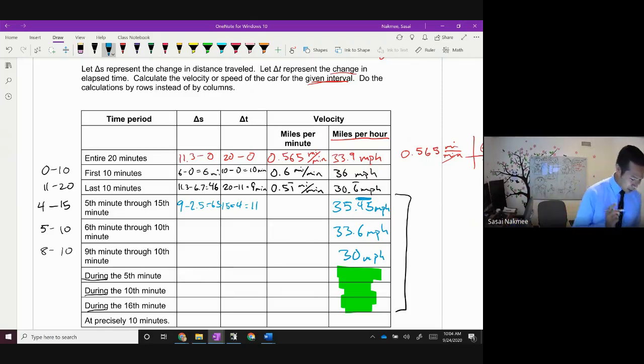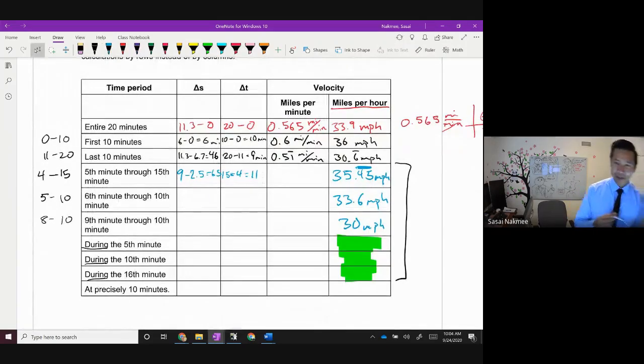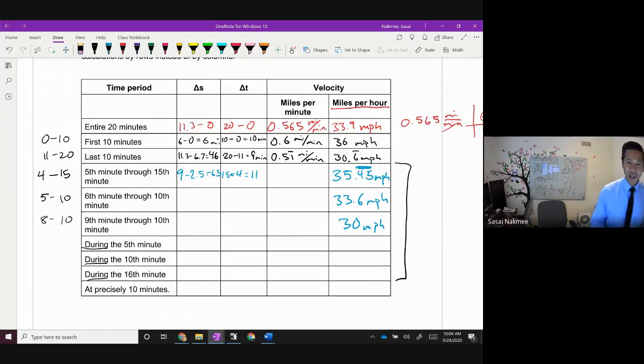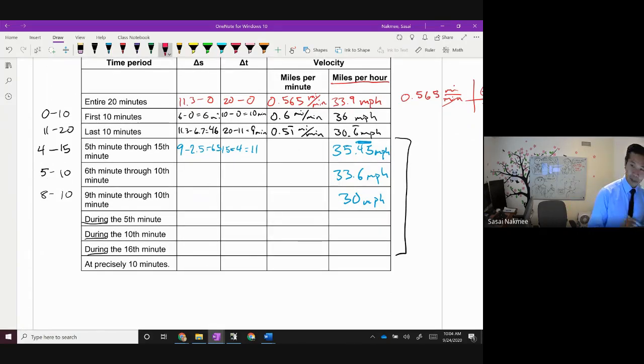Now, here's the tricky part. Did you guys figure out how to calculate the velocity for the 5th minute? What's the interval for the 5th minute? When does the 5th minute start and when does the 5th minute end? Calvin, you do one. All right, I'll do this one. The 5th minute, guys, I'm hoping you see that the 5th minute starts at 4. It starts at 4. And when does it finish? It finishes at 5. So during the 5th minute, it's actually that interval from 4 to 5, right?